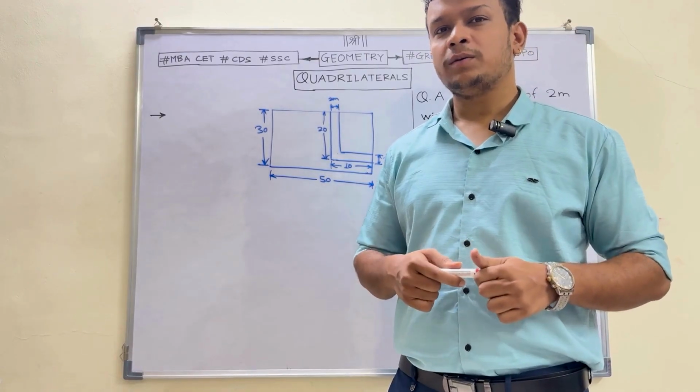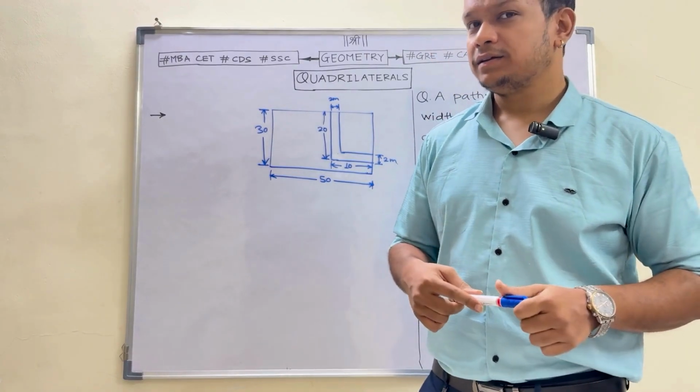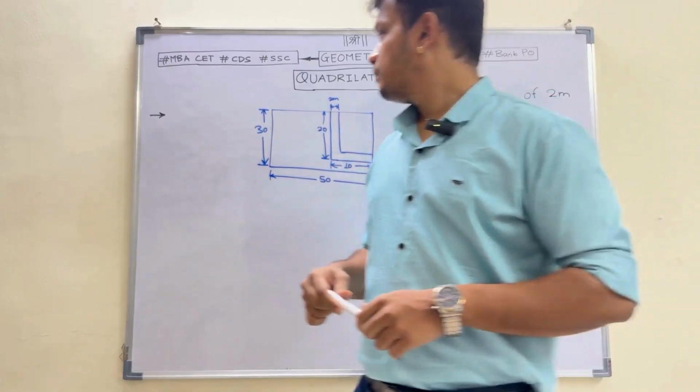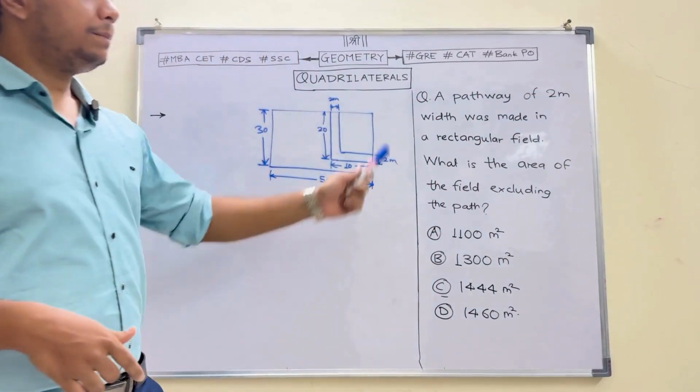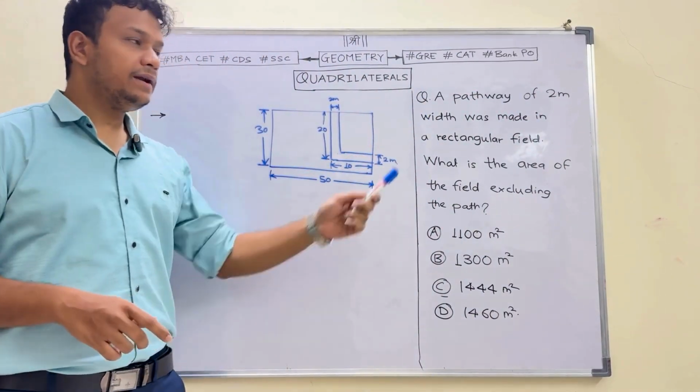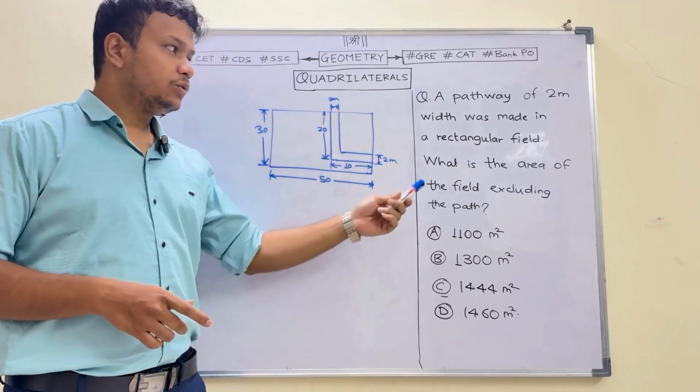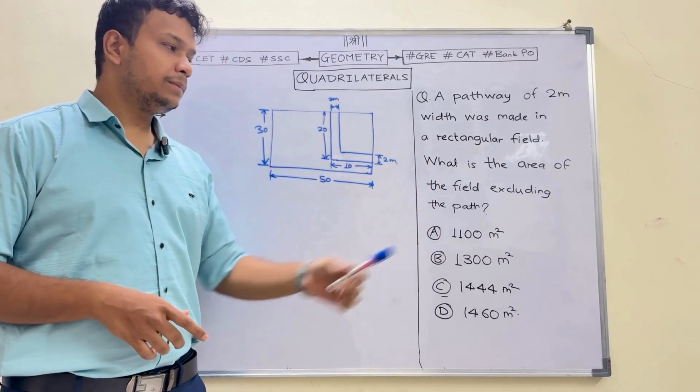So today we are going to talk about some of the questions of quadrilateral. So let's look at this question now. What they have given: a pathway of 2 meters width was made in a rectangular field, correct? What is the area of the field excluding the path?